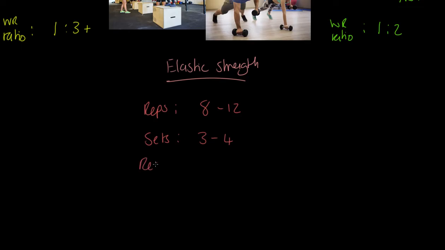We're talking about a resistance, and this is just an estimation, okay? We're talking about in the region of 80% 1 rep max. So it sits on the threshold between these two different training sessions, and we get a work relief ratio of 1 to 2 plus.